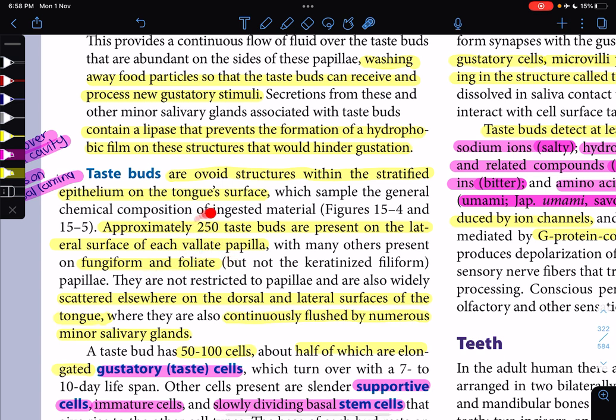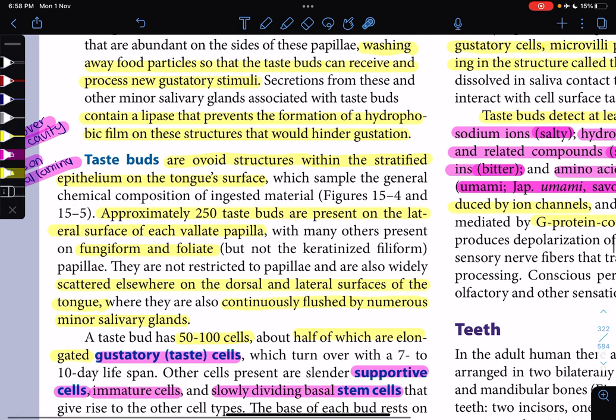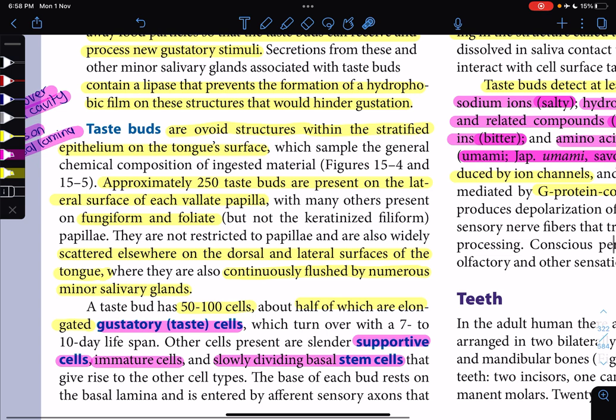We said before that the vallate papilla holds more than 50% of the taste buds in the whole oral cavity. So approximately 250 taste buds are present on the lateral surface of each vallate papilla, with many others present on the fungiform and the foliate, but not the keratinized filiform. The filiform papillae have no taste buds.